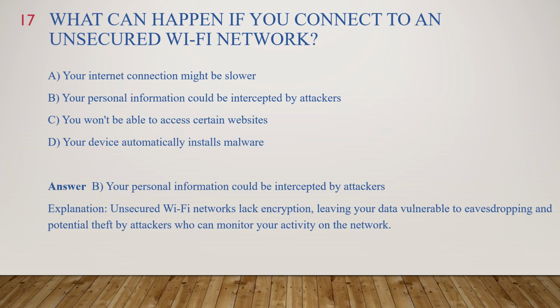Tips for using unsecured Wi-Fi safely. Avoid accessing sensitive information. Don't log into online accounts, check bank balances, or make purchases on unsecured networks. Use a VPN. A virtual private network encrypts your data, adding an extra layer of security. Disable file sharing. Turn off file sharing on your device to prevent unauthorized access. Stick to HTTPS websites. Look for the padlock symbol in your browser's address bar to ensure encrypted communication. Keep software updated. Update your operating system and applications regularly to patch security vulnerabilities.